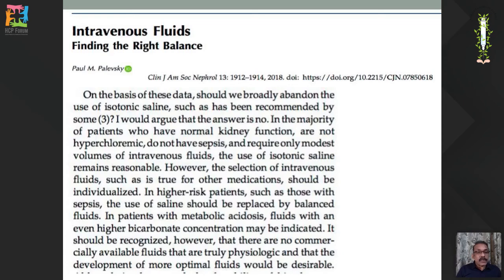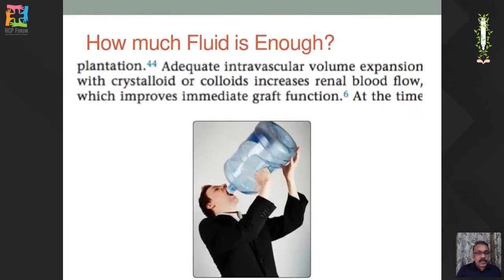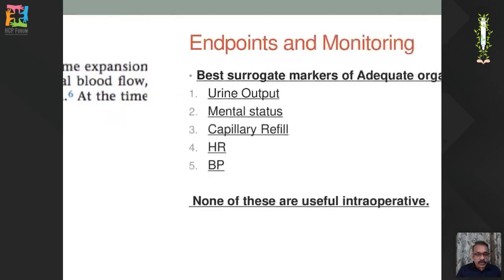But the question is why you should use it, because in kidney failure neither is the patient's acid base balance normal, and they require a huge amount of fluid, so perhaps this conclusion also rules out the use of normal saline in transplants. Now, how much fluid should be given? This statement is from the standard textbook, that adequate intravascular volume expansion with crystalloid or colloid increases the renal blood flow, which improves the immediate graft function. It doesn't tell how much fluid or what fluid should be used.